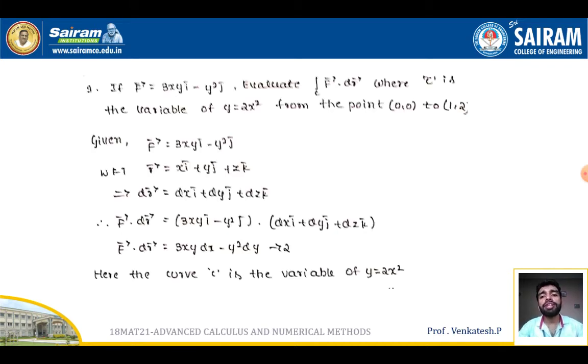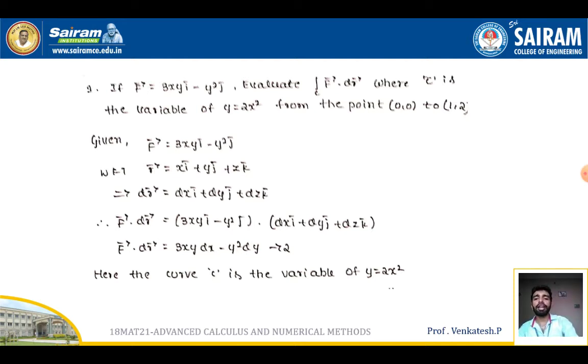Problem: if f is equal to 3xy i cap minus y square j cap, evaluate the integration over C of vector f dot dr, where C is the curve y is equal to 2x square from the point 0, 0 to 1, 2. So some vector point function is given, and the curve is given by y is equal to 2x square, and that curve varies from the point 0, 0 to 1, 2.